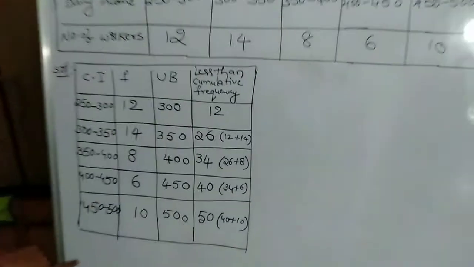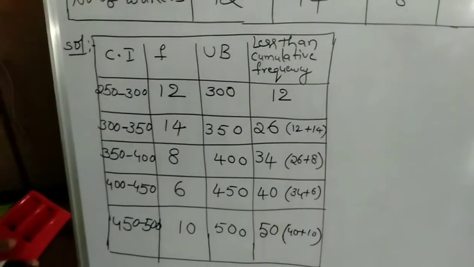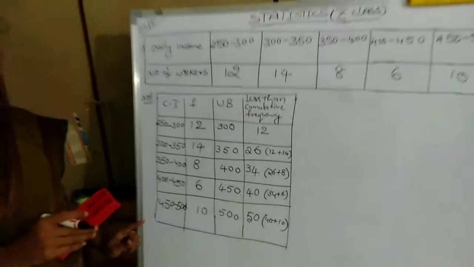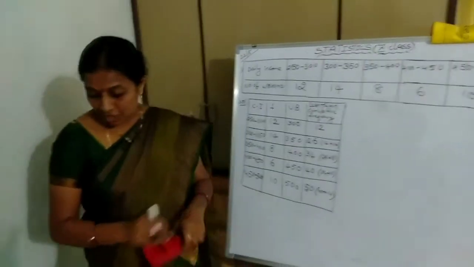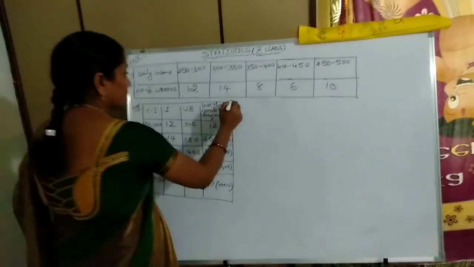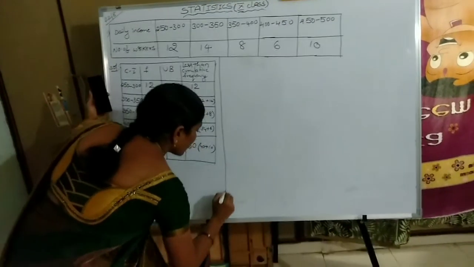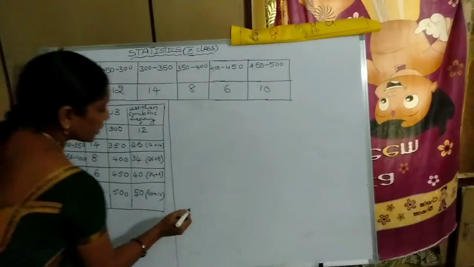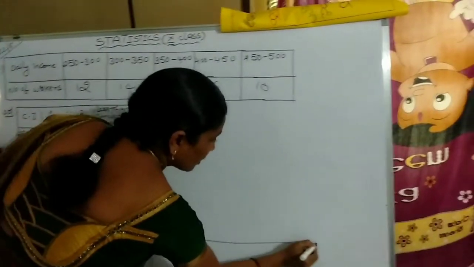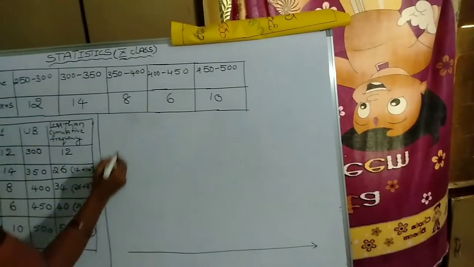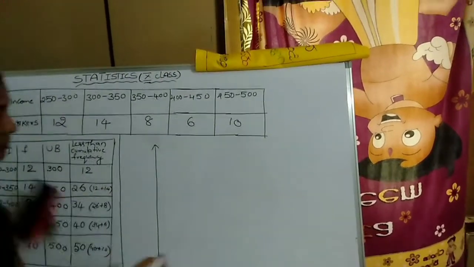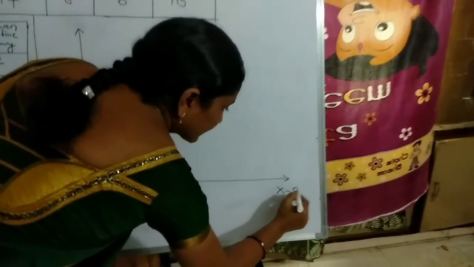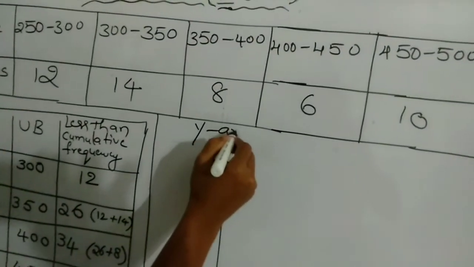So this is the table. First of all, we have to construct the less than cumulative frequency table. After completion of the table, we can draw the graphical representation. In the graphical representation, first of all, we draw the x-axis and the vertical line, the y-axis. So this is the x-axis and this is the y-axis.